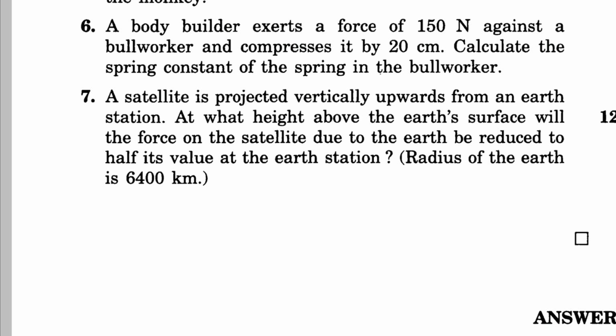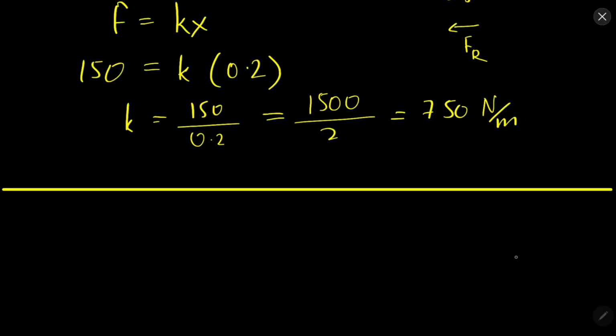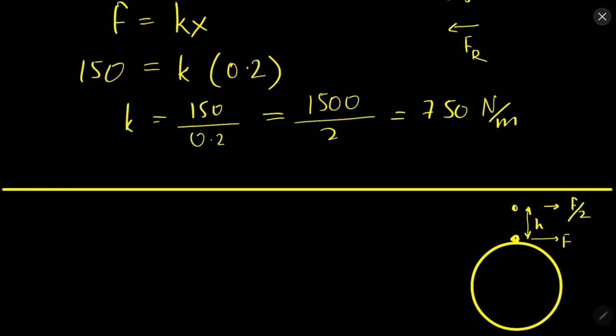Now in question number 7, we have a satellite which is projected vertically up. Now at what height above the earth's surface will the force on the satellite due to earth be reduced to half of its value at the earth station? So that is, at what height will the force of gravity be half of that on the surface. So let's say this is our earth, so there is some force of gravity here, and we are launching it to some height h. So we have to find that height. So let's say the force of gravity is F here, so we have to find the height h where the force of gravity will become half of the force at the surface. Earth station is the surface.